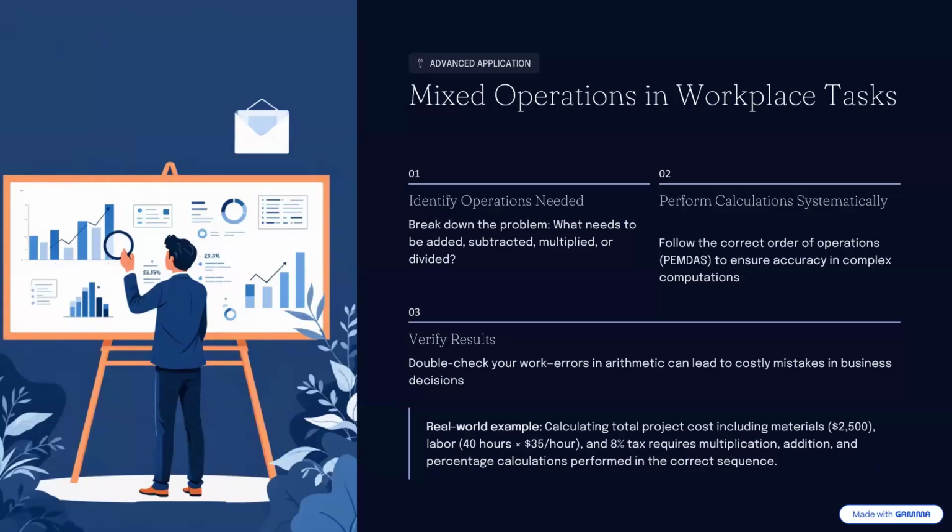The first step is that we have to identify the operations needed. So we have to break down the problem we are facing. We have to identify what needs to be added, what needs to be subtracted, what needs to be multiplied and what needs to be divided.